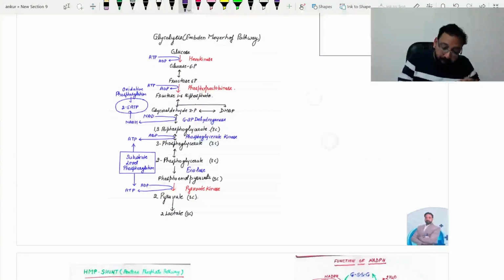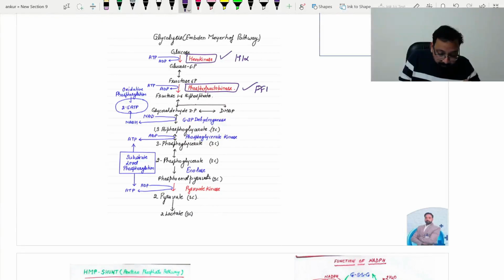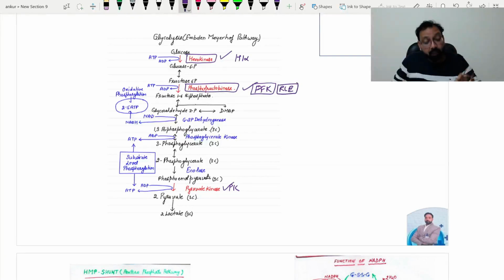First question: glycolysis rate limiting enzyme is phosphofructokinase. Irreversible steps are catalyzed by hexokinase, phosphofructokinase, and pyruvate kinase. Phosphofructokinase is the rate limiting enzyme. I repeat, these catalyze the irreversible steps. All other steps are reversible.